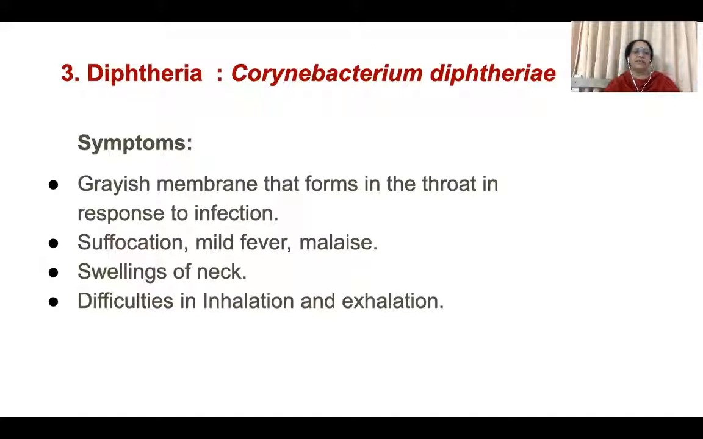Next bacterial disease is diphtheria caused by Corynebacterium diphtheriae, where this organism produces one pseudomembrane in the throat region, which is grayish colored membrane or a false membrane as a response to infection, and here because of which there is a suffocation, mild fever as well as a malaise is observed in the patient. There is swelling of neck and difficulty in inhalation and exhalation.